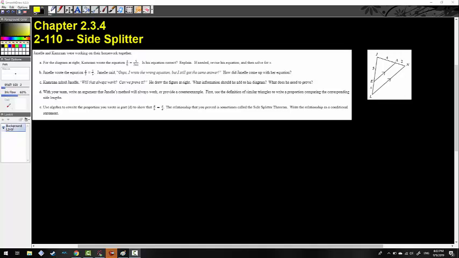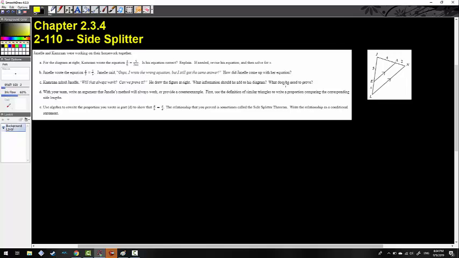Go ahead and review that real quick. So if you could open up your books to this section, we can go over 2-110, which will introduce the Side-Splitter Theorem for us. If we look at part A, it says for the diagram at the right, Cameron wrote the equation 4 over 6 is equal to 5 over 5 plus x. So it looks like he's using this little triangle right here. So basically we're being asked, is he correct? And ultimately I think we're going to find that he is.